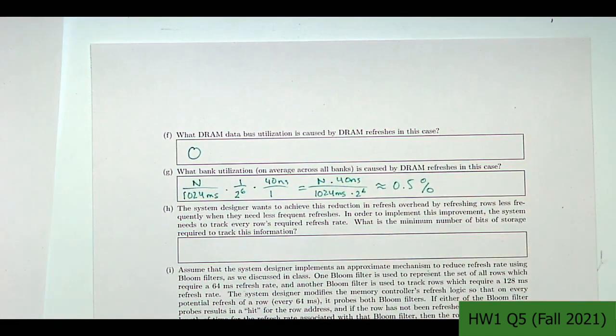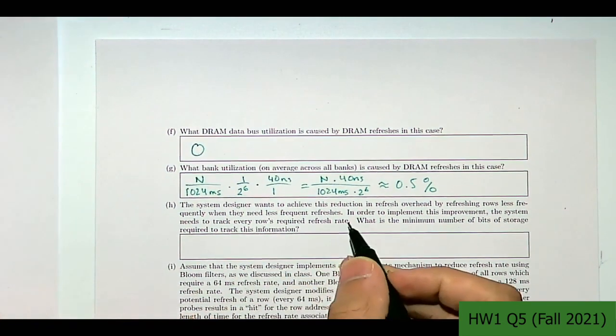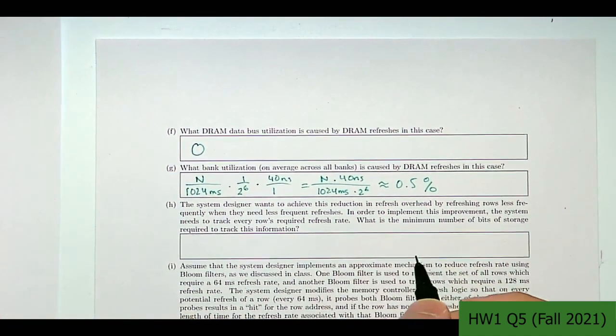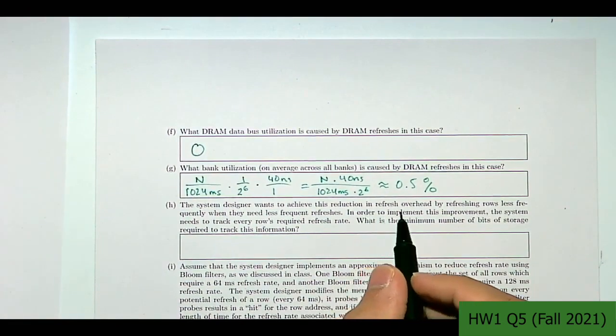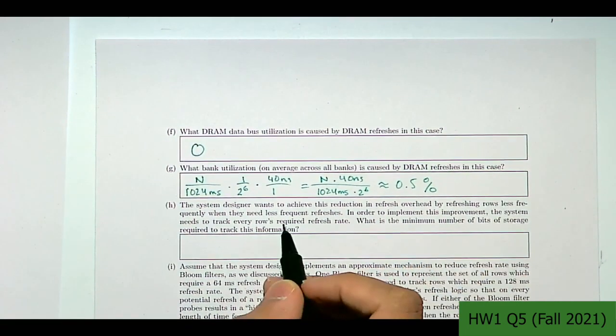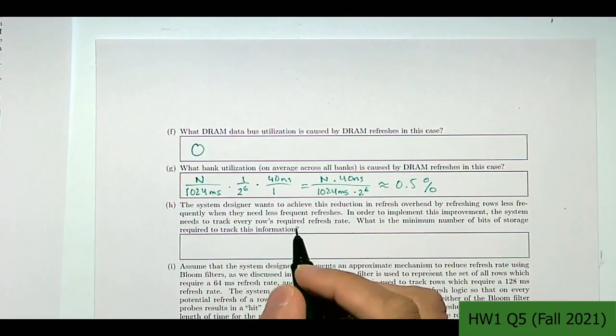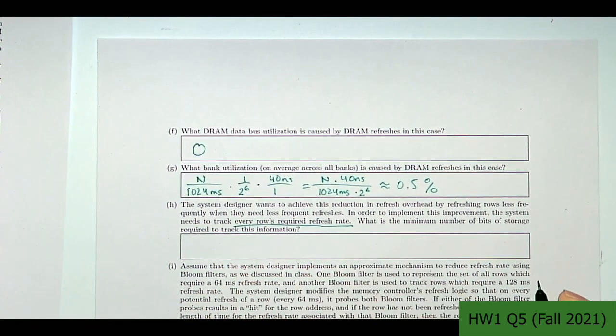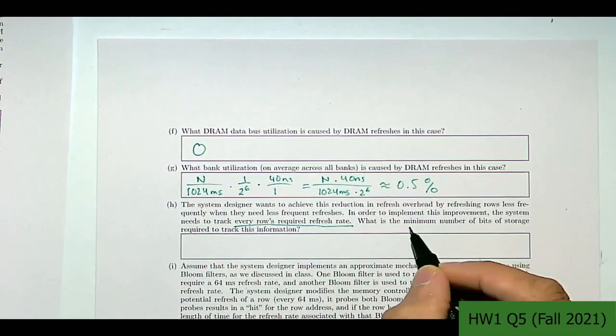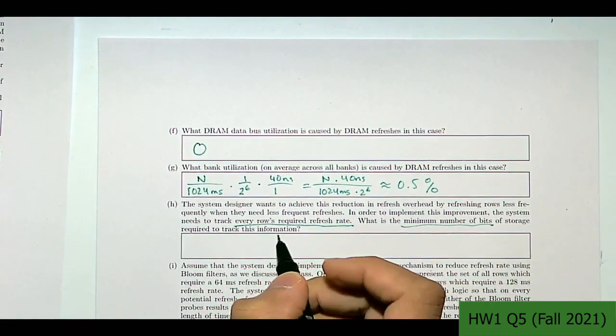But so does that make sense? I think it's basically the same computation you did before. So now part H is asking that we want to achieve this reduction in refresh by refreshing rows less frequently. In order to implement this improvement, the system needs to track every row's required refresh rate, right? And so what's the minimum number of bits required to track this information?